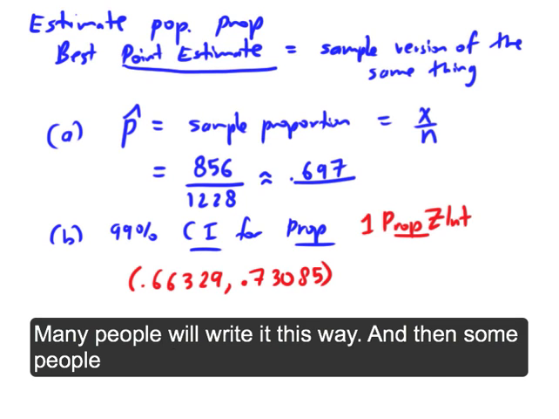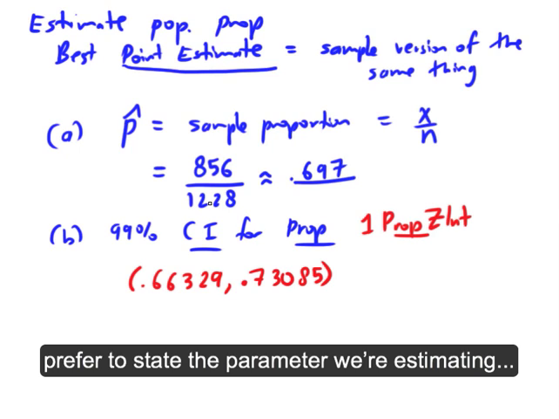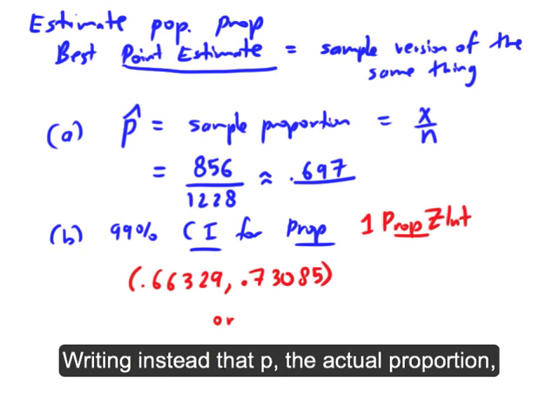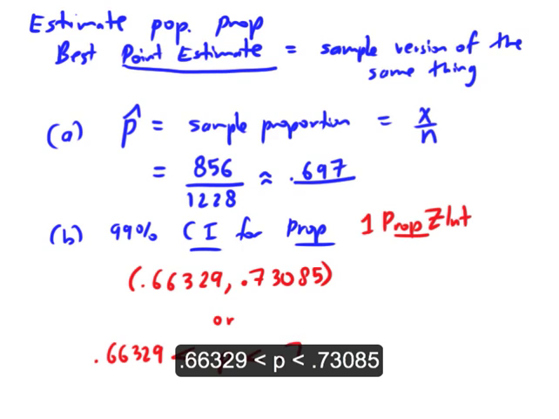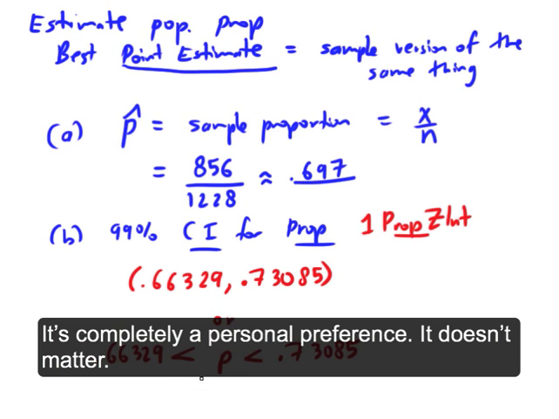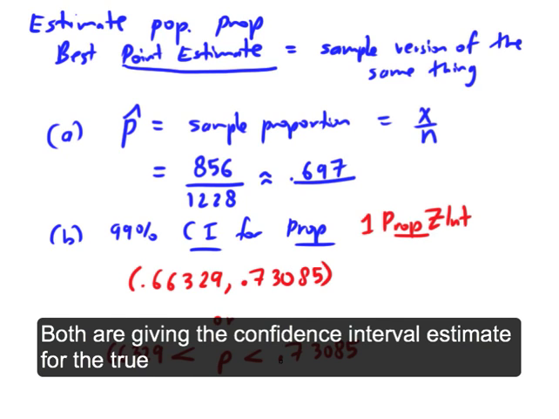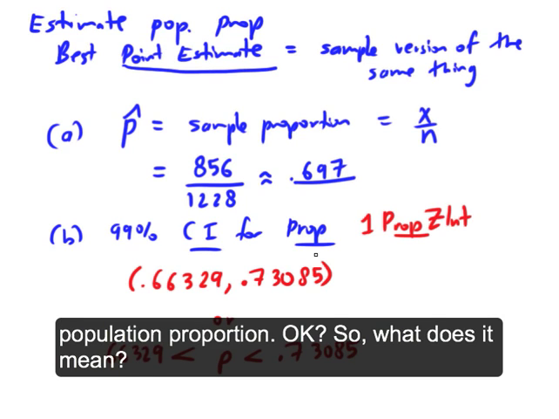And then some people prefer to state the parameter that we're estimating. So some people like to say instead that p, the actual proportion, is between 0.66329 and 0.73085. So this is a different way of writing out the same thing. It's completely personal preference. It doesn't really matter. Both of those are giving you the confidence interval estimate for the true population proportion.